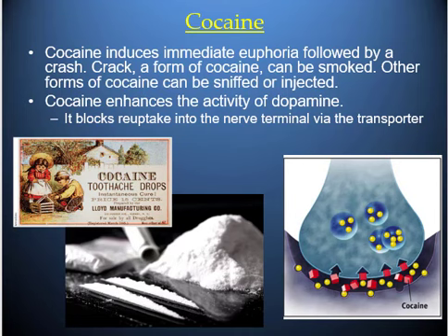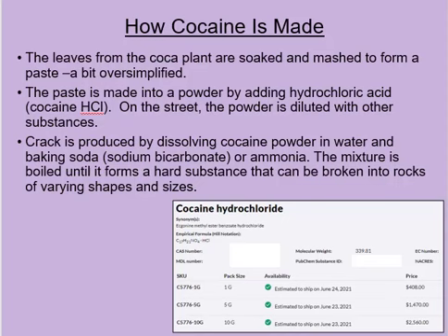This is just a for-fun slide. Most people don't have any idea how cocaine is made, and I just want to show you something else that's fun. So cocaine is typically made from the coca plant, not to be confused with the plant that is used to make chocolate, which is the cacao plant. The coca plant is an entirely different plant, but the leaves are soaked and mashed to form this kind of paste. I've oversimplified that part a little bit, but go with it. Then you take that paste and you turn it into a powder by adding hydrochloric acid, and you get cocaine hydrochloride. On the street, that powder is typically diluted with other stuff because, again, every drug dealer wants to make a profit.